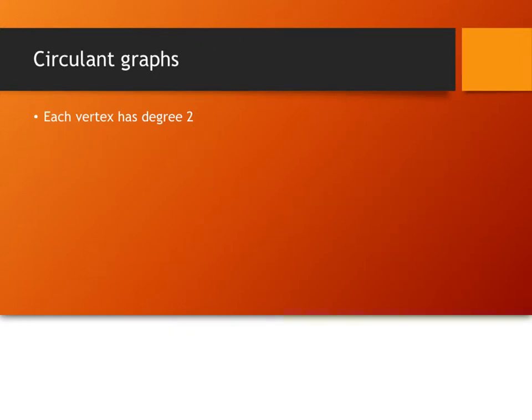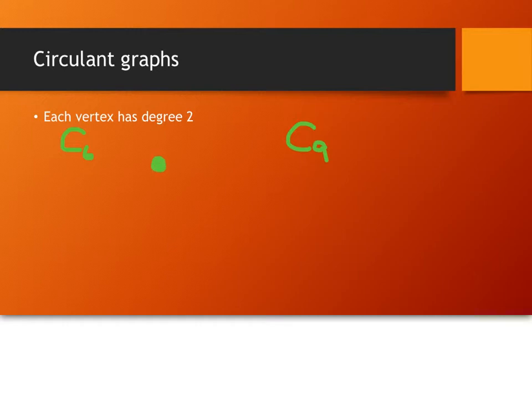All right, so here's what I want you guys to do. I want you guys to draw a C6 and a C9. Draw circulant graphs C6 and C9. All right, hopefully you've done that. Push pause on the video and all that kind of stuff.